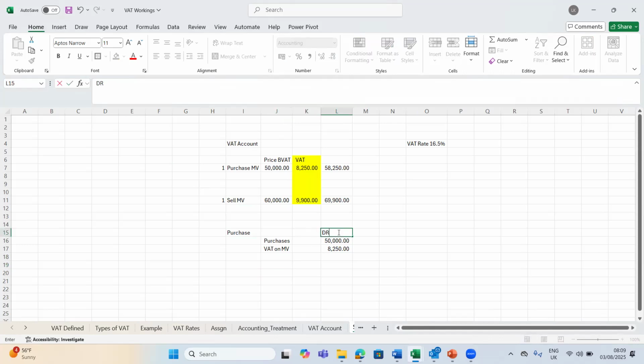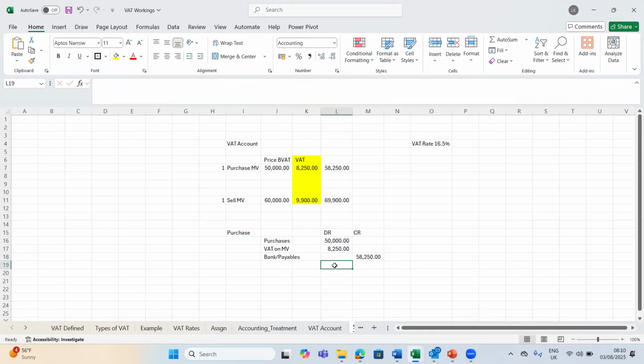So this is our debit, and here is our credit. And the credit will go to what? Bank or payables, if we have not paid by cash, right? So you add, or just get this figure, right? So this side equals that side. Okay, that's case number one.